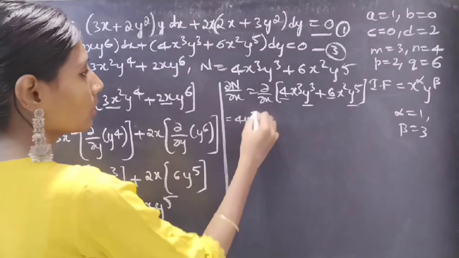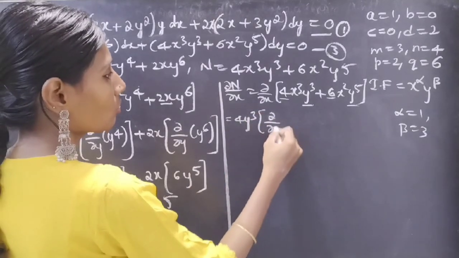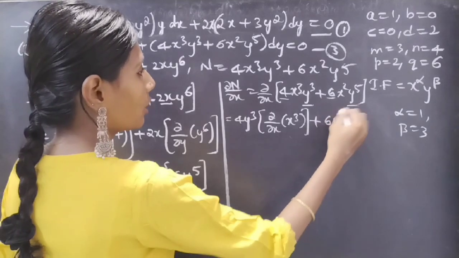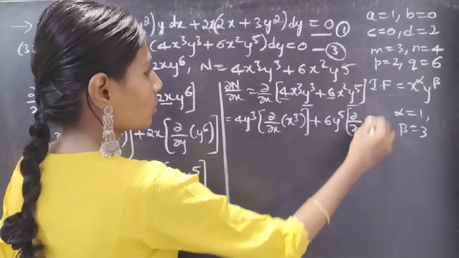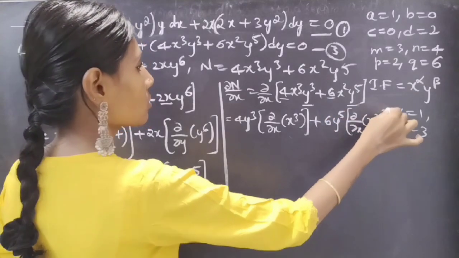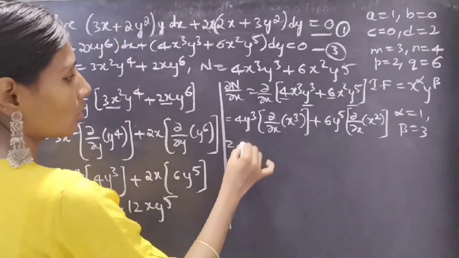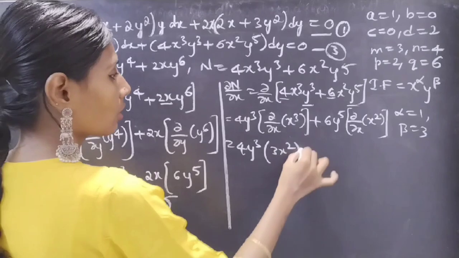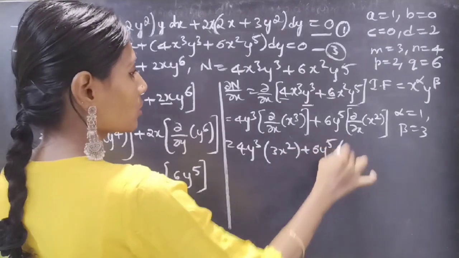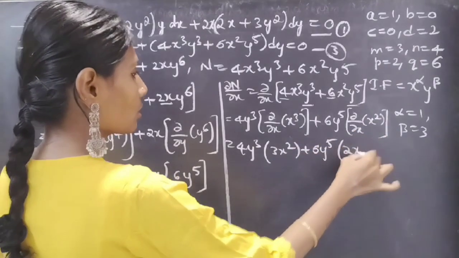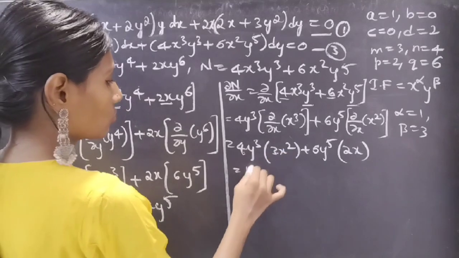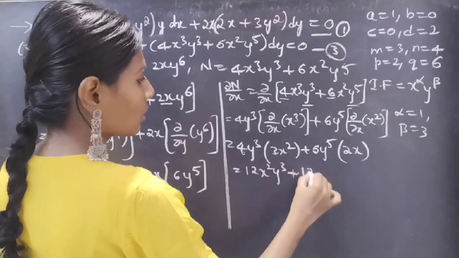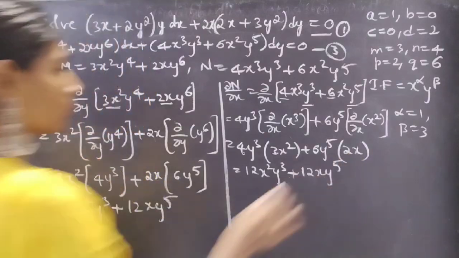So we can write this as 4y cube into the partial derivative of x cube with respect to x, plus 6y power 5 into the partial derivative of x square with respect to x. This gives us 4y cube into 3x square, plus 6y power 5 into 2x, which gives us 4 3s are 12 x square y cube plus 6 2s are 12 x y power 5, right?